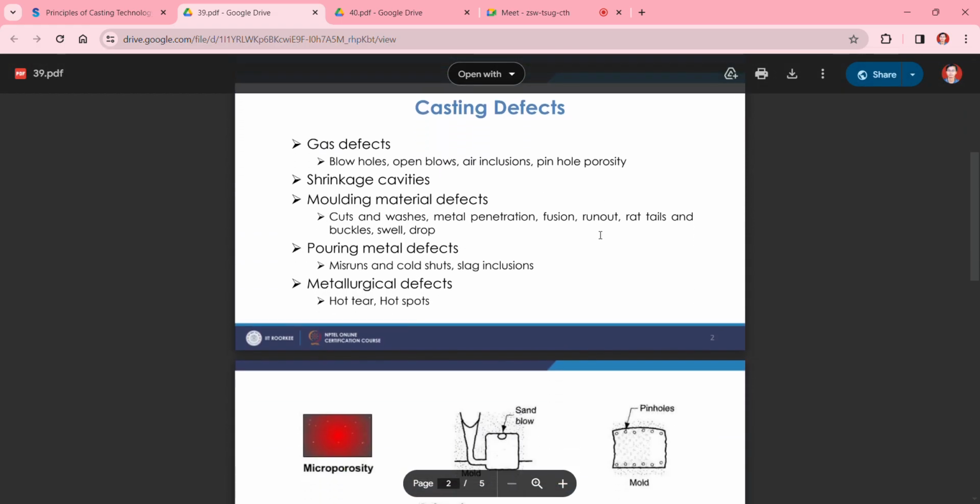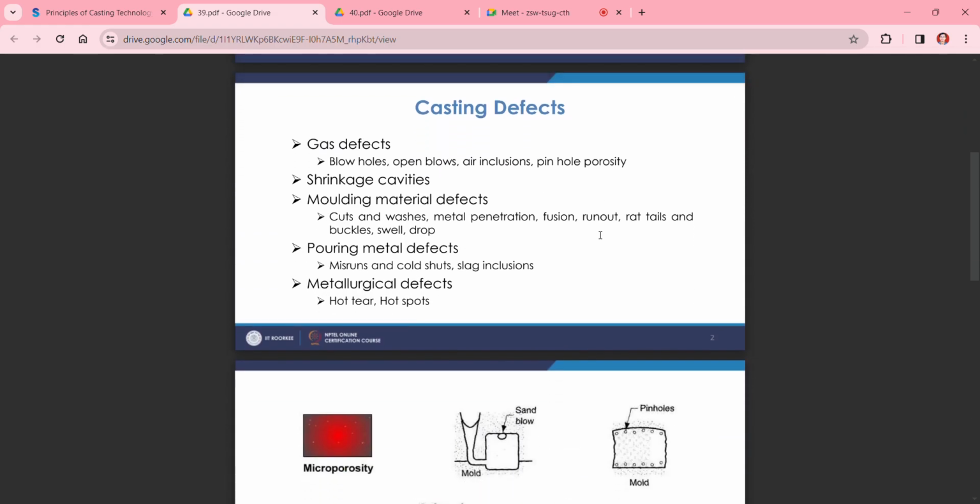Coming to casting defects, there are mainly five types. First is gaseous defects. These are created when you pour molten metal into your molds. There can be some moisture inside the mold; if you are going with the sand molding process, there is definitely going to be some moisture. Due to high temperatures, that moisture converts into vapor and comes out from the casting.